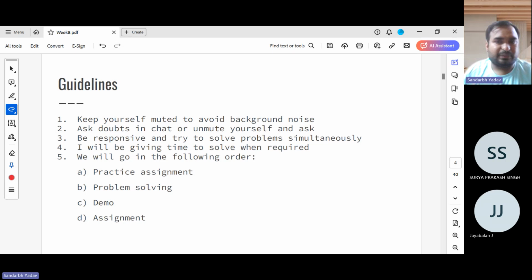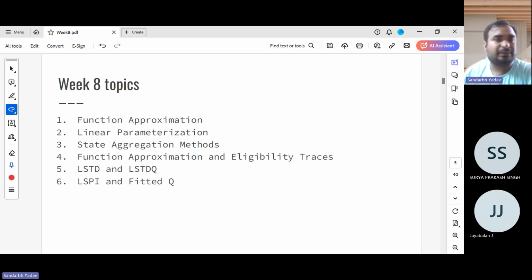Today there will be some problems which will require solving, so I'll be giving time for you to solve them simultaneously. We will follow the usual order: first the practice assignment, then problem solving. These problems are different from the problems in the practice assignment and assignment. In between there will be a demo. Today's demo will be on fitted Q iteration, and finally we will move to the assignment.